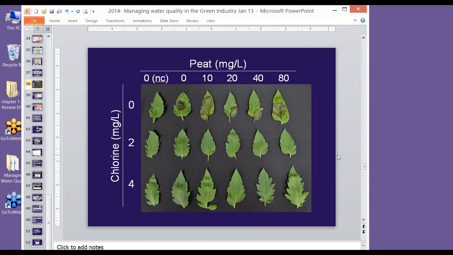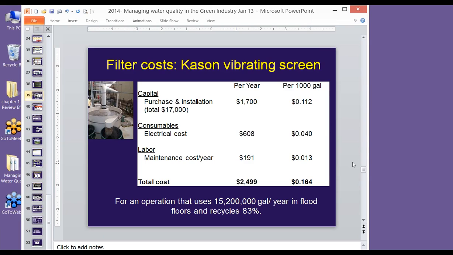We need to filter it. But the water doesn't have to be entirely clean because chlorine, in this case, is still doing something. So you still need to filter, but you don't need to filter like it's drinking water because it's not that much needed.